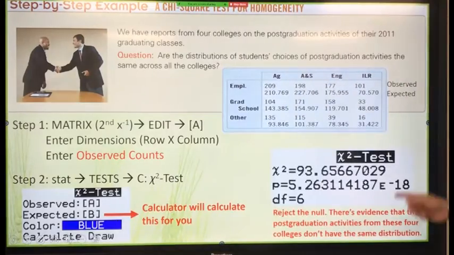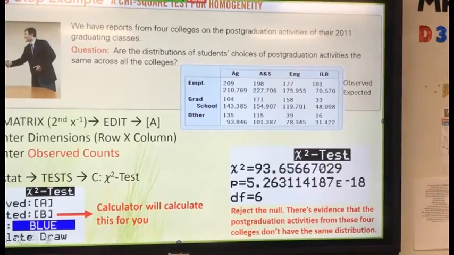So basically, I reject the null. There's evidence that the post-graduation activities from these 4 colleges don't have the same distribution. And since this is so small, there's a lot of significance there.